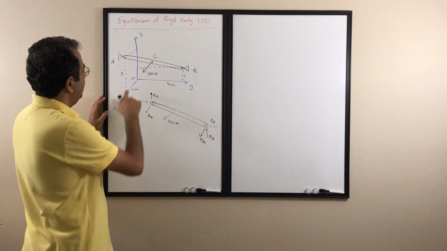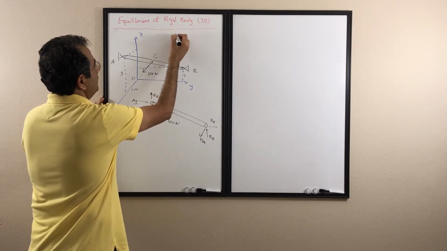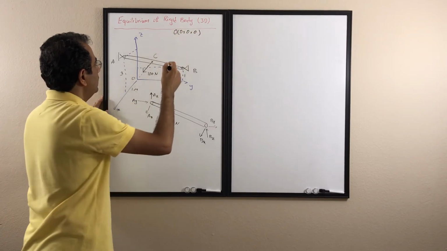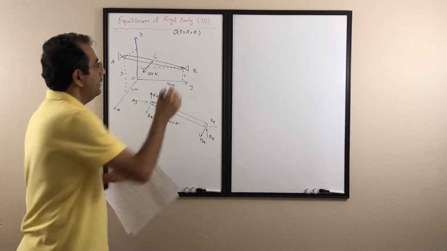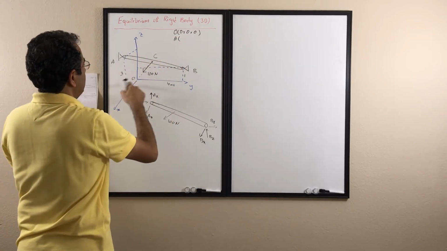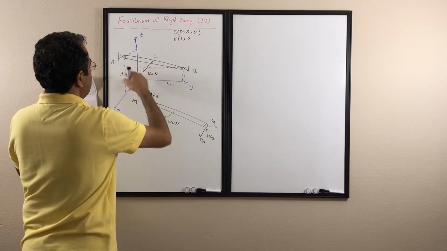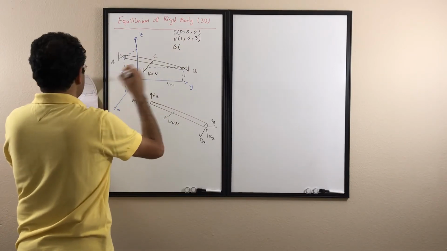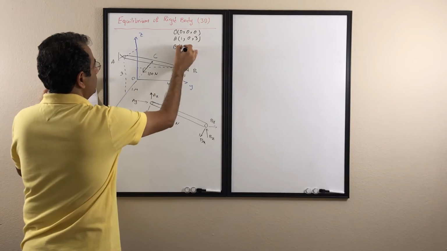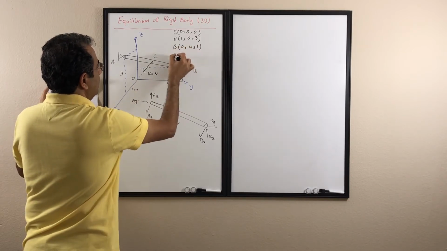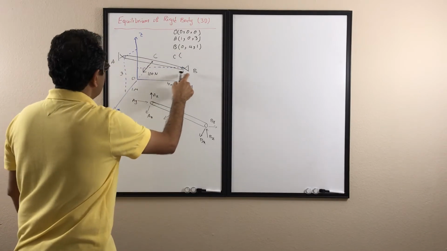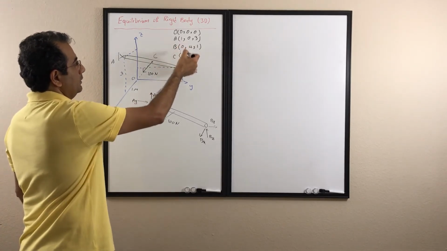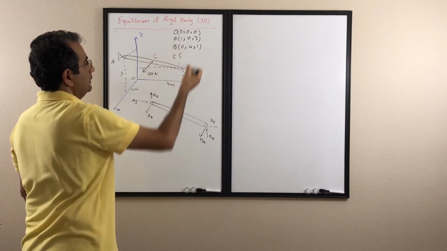First, I'm going to write the positions. We know that the location of point O is 0, 0, 0. For point A, X is 1, Y is 0, and Z is 3. For point B, X is 0, Y is 4, and Z is 1. And point C is sitting between point A and B. If you want to find a midpoint, you just add the X's together divided by 2, add the Y's together divided by 2, add the Z's together divided by 2.